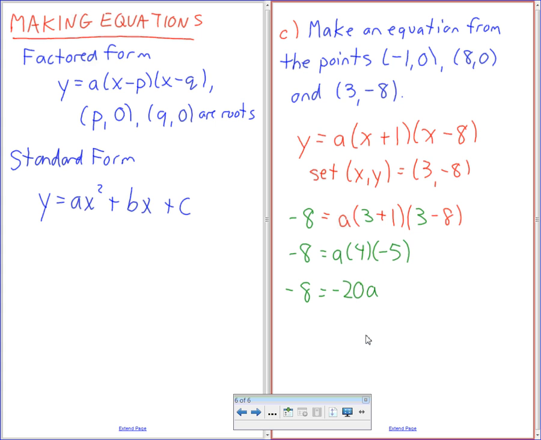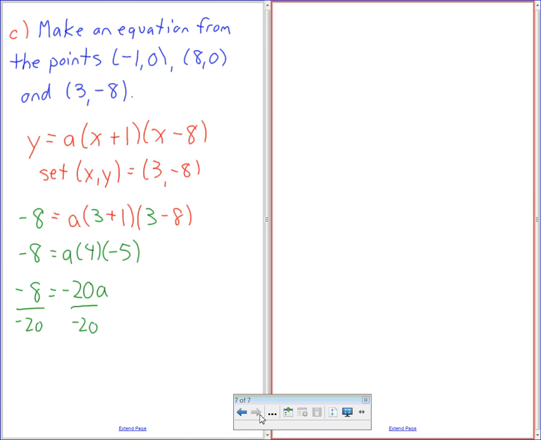I'm going to solve for A. Yeah, go ahead. Yeah, divide. Okay. We'll go to the next stage. I'm going to call that 8 over 20 equals A. What is that in lowest terms? 2 over 5? I think that's right, 2 over 5.